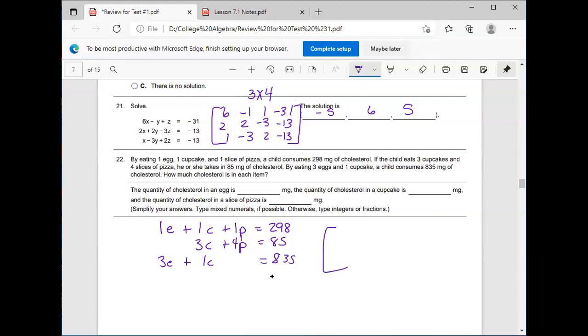So you could absolutely, this is a 3 by 4, 1, 1, 1, 298. 0, because we don't have any eggs on the next row. 3, 4, 85. 3, 1, 0, because we don't have any pizza right here. 835. Okay, are we good with that? So you can do this on the calculator, that RREF. You should get that the egg is 272 milligrams and the cupcake is 19 and the pizza is 7. Okay. Questions about that stuff?